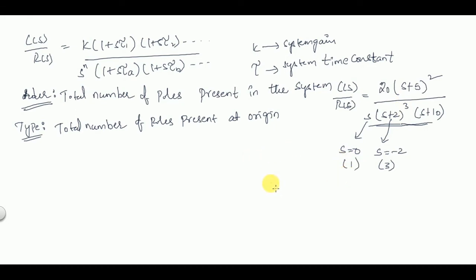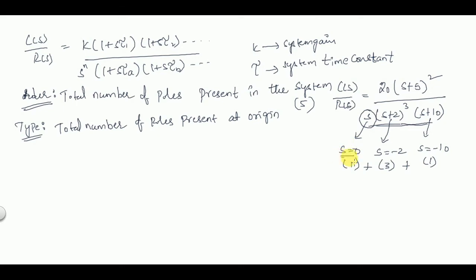This is a pole of order 1, which is called a simple pole. This is again a simple pole of order 1, at s is equal to minus 10. So the total number of poles here is 1 plus 3 plus 1, which is 5. So the order of this particular system is going to be 5. If you observe, the number of poles present at origin is only this one.